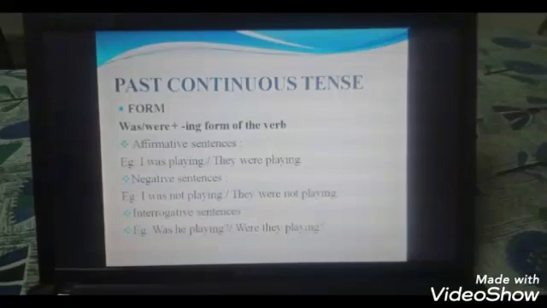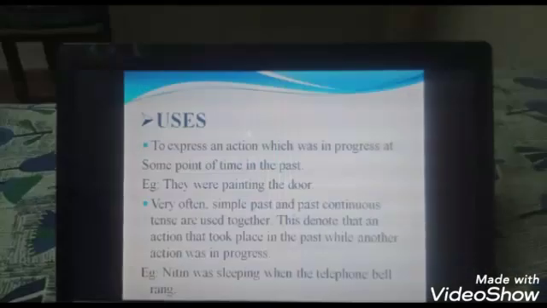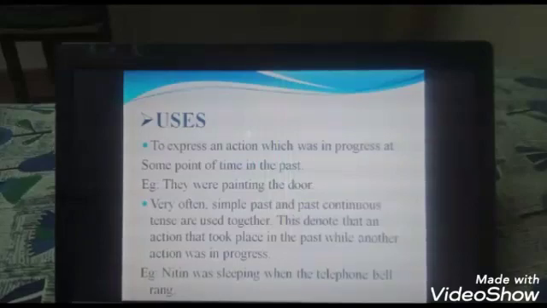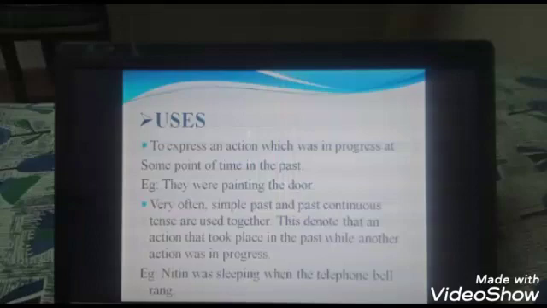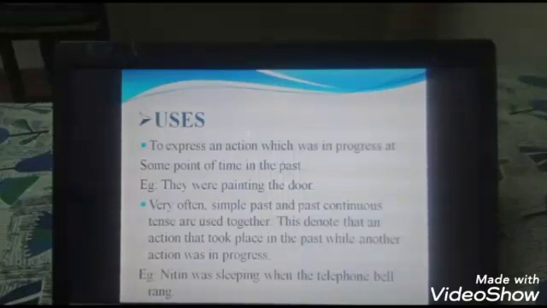Okay, now let's see the uses of past continuous tense. This tense is used to express an action which was in progress at some point of time in the past. Okay, it is emphasizing the past event. They were painting the door. Okay, to express an action which was in progress at some point of time in the past.